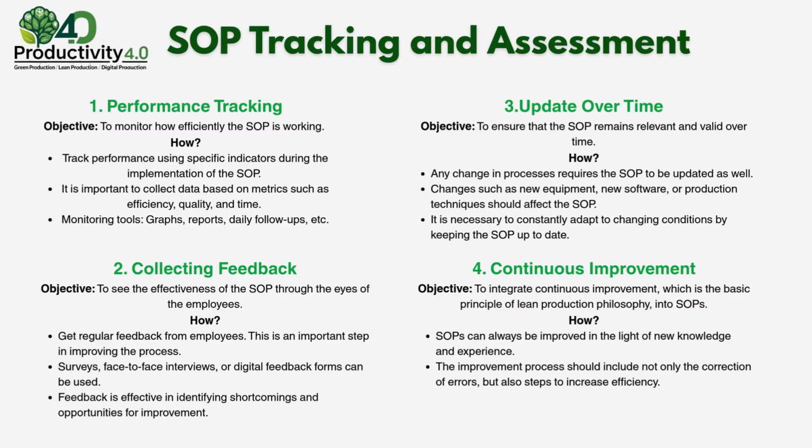Tracking and assessment of standard operating procedures is a critical stage for increasing process efficiency and effectiveness. First, performance tracking is necessary. Monitoring how efficiently the standard operating procedure works is an important step in improving process quality. This involves collecting data using specific indicators such as efficiency, quality, and time. Graphs, reports, and daily follow-ups enable regular analysis of this data.